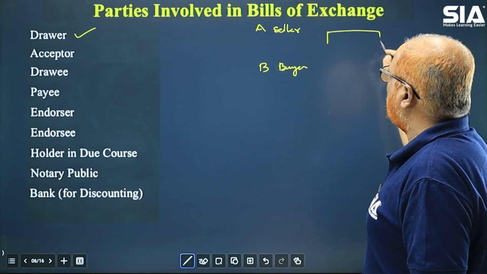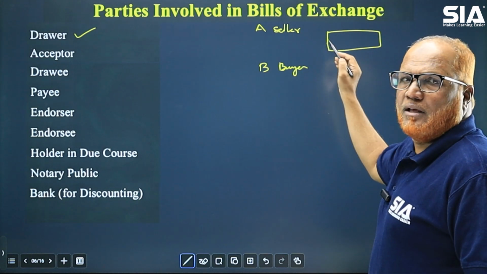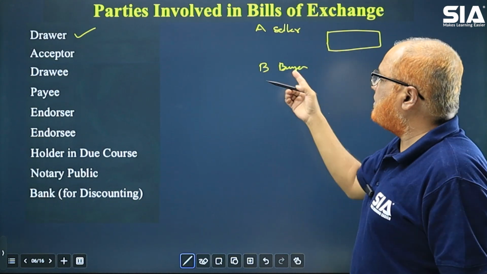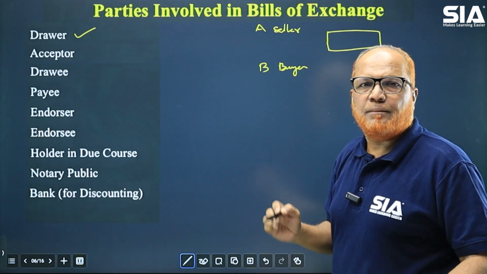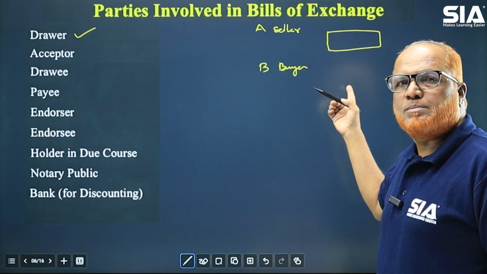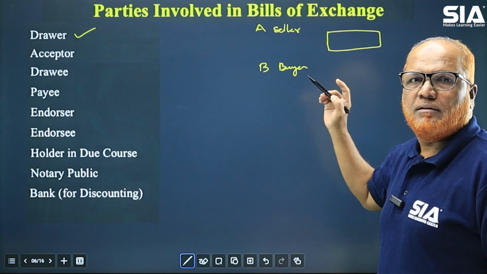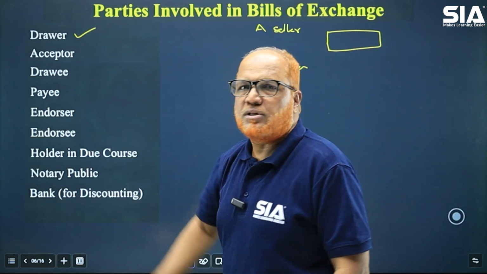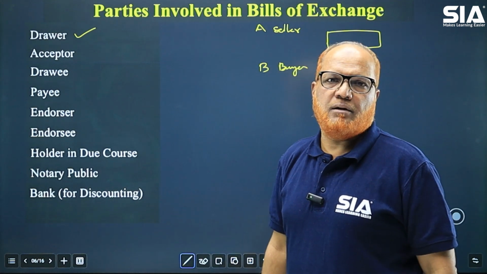Suppose this is the bill of exchange made by A. In this bill of exchange, it is written the name of the buyer, that is the acceptor, the date of the bill, the amount of the bill. It should be signed by A. So this is the meaning of the term drawer of the bill.